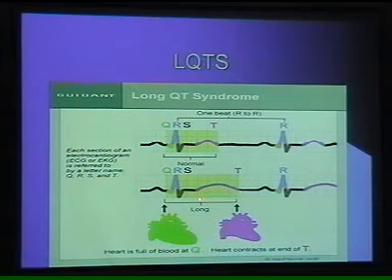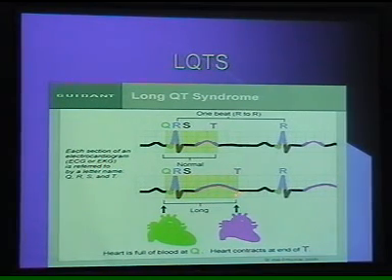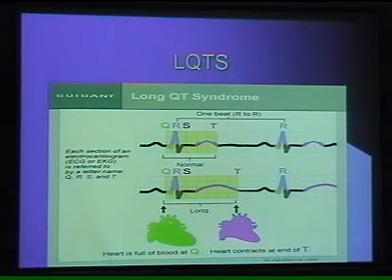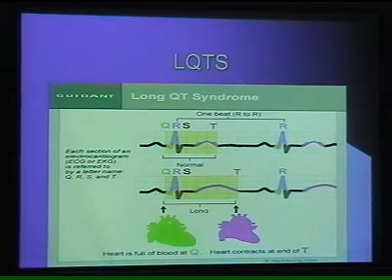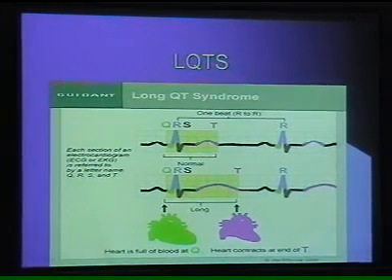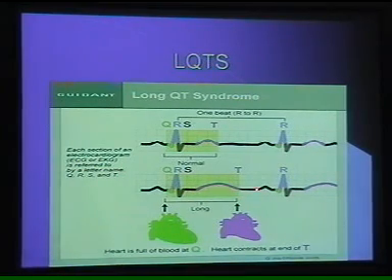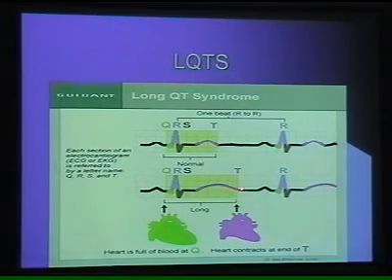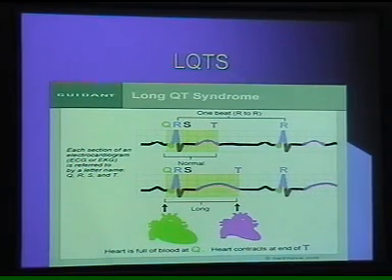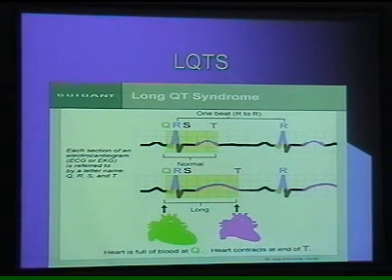Compare that with the second tracing here, where the QT is more than half of the RR segments, or more than 0.44 seconds in duration. This is the long QT syndrome. Now this is usually the result of congenital abnormalities in the ion exchange channels in the myocardium.